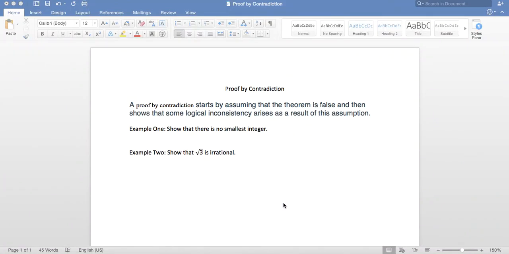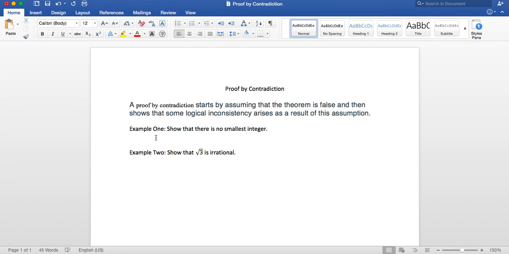This video is recorded to help my students understand how to prove by contradiction. A proof by contradiction starts by assuming the theorem is false, and then shows that some logical inconsistencies arise as a result of this assumption. So let's use two examples to demonstrate this idea.